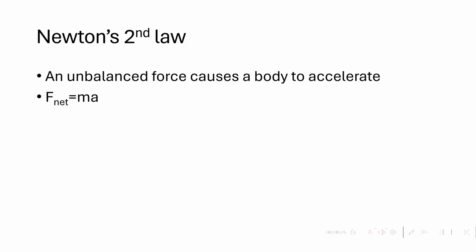Newton's second law, an unbalanced force causes a body to accelerate. So if this is some number, say 10, then this also has to be a number. Acceleration can't be 0 if this is a number. But if this is 0, this also has to be 0. Okay? So when we have an unbalanced force, that means this is not 0.